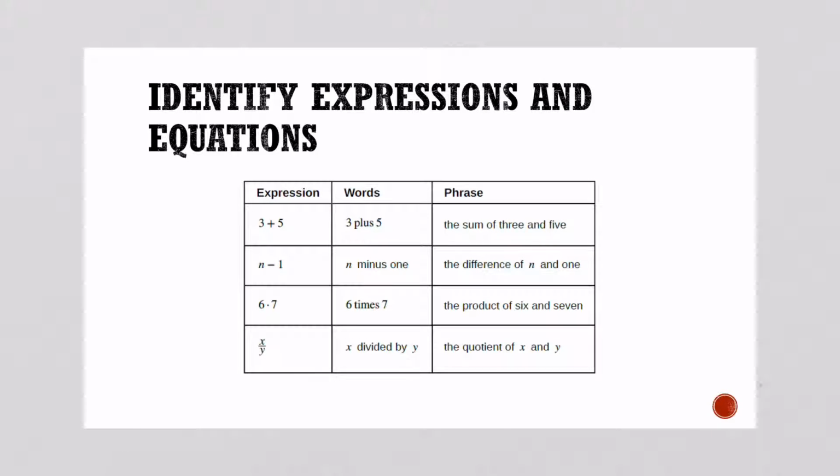Okay, so now we're going to identify some expressions. Right here, reading this first one, you could say 3 plus 5. You could also say the sum of 3 and 5. On the next one, notice we have a minus sign there, so you could say n minus 1, or you could say the difference of n and 1. Right here, we're not using an x for multiplication, but still the dot represents multiplication. 6 times 7, or the product of 6 and 7. And look at this one, we're using the fraction bar for division. x divided by y, or the quotient of x and y.